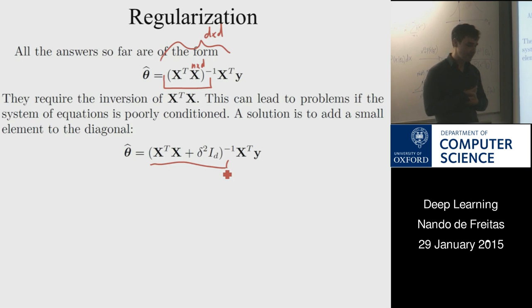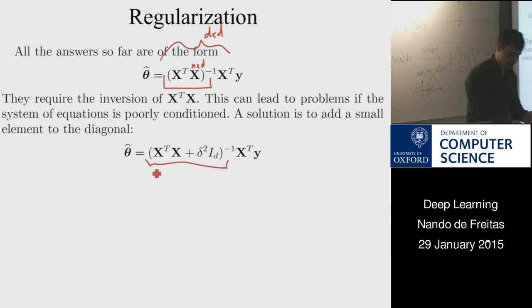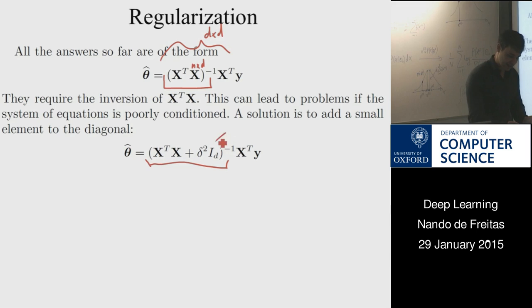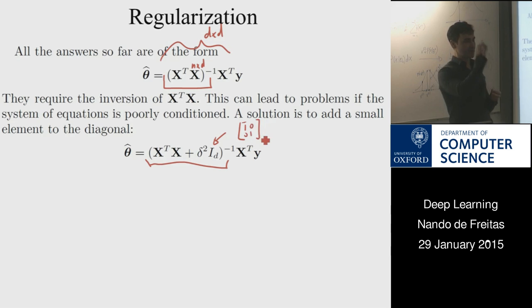Another way that folks figured out around this is, let's just add a diagonal. So this is the identity matrix here, the matrix that has ones on the diagonal. So in 2D it would be like that. And I multiply each element of the diagonal by this variable delta, and I've squared it to emphasize that it's positive, to keep it positive. So I add a positive number to the diagonal, and that solved the problem.